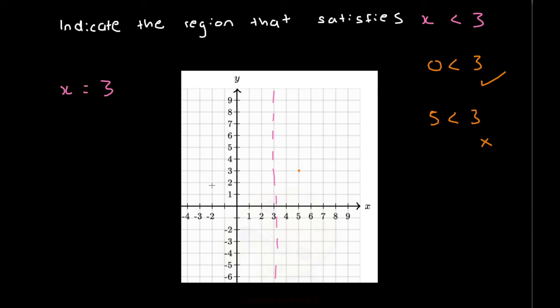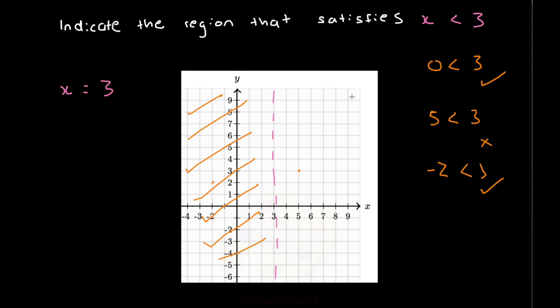So minus 2, 2, that point. So the x-coordinate is minus 2. Is minus 2 less than 3? Well, yeah, it is. So again, we know that all of this left side of the graph has to fit the inequality. So for the final part of your answer, all you need to do is just shade this left side to indicate the region that satisfies the inequality.